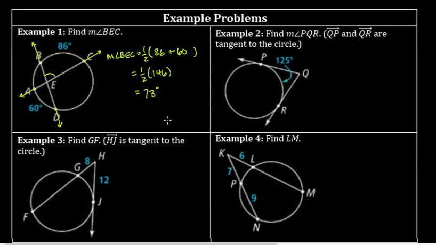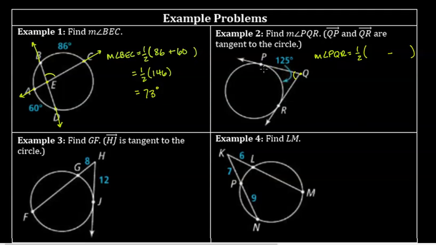Now, in example 2, it says that we need to find the measure of angle PQR. That's right here. And it says that my two rays that are making that angle are tangents to the circle. In this situation, it's different than example 1. In example 1, our vertex was inside the circle, so we used this idea of adding two arcs and dividing by 2. Now we have an angle whose vertex is outside the circle. So we know that the measure of that angle is going to be half of the difference between the two arcs that are intercepted in that circle by that angle.